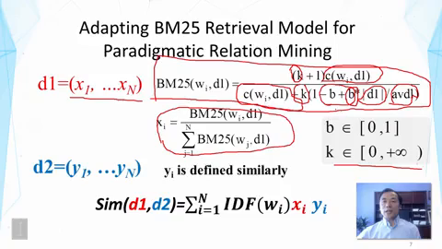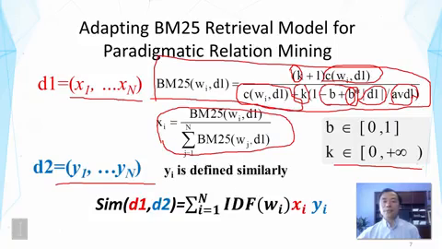Now with this definition, we have a new way to define our document vectors, and we can compute the vector d2 in the same way. The difference is that the high frequency terms will now have a somewhat lower weight, and this would help us control the influence of these high frequency terms.